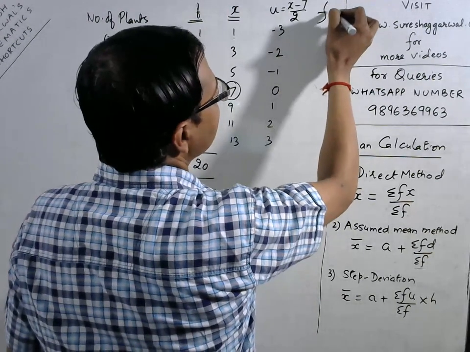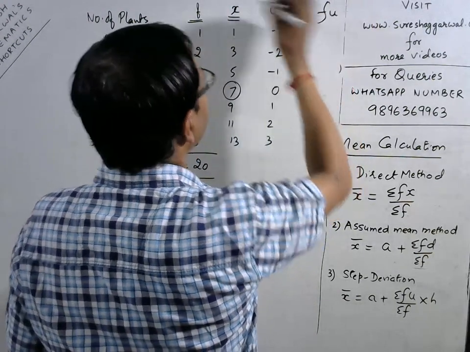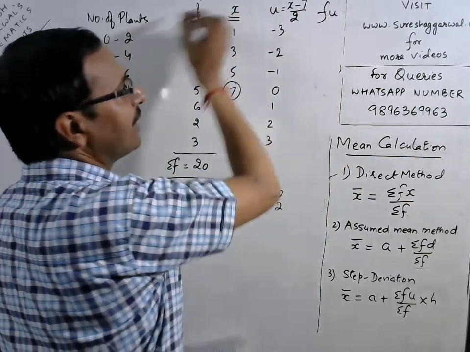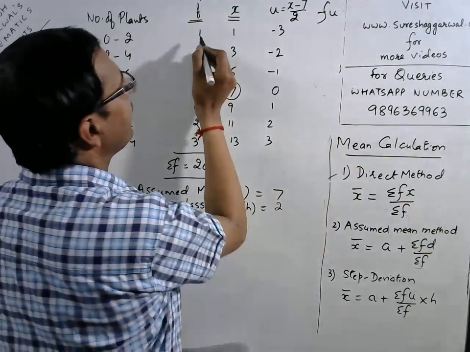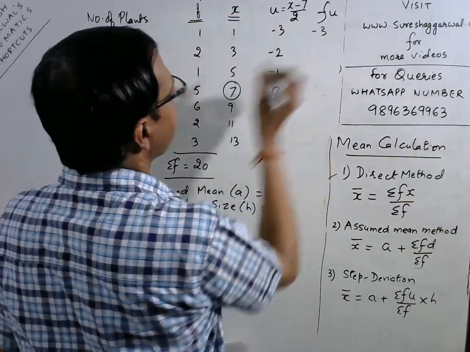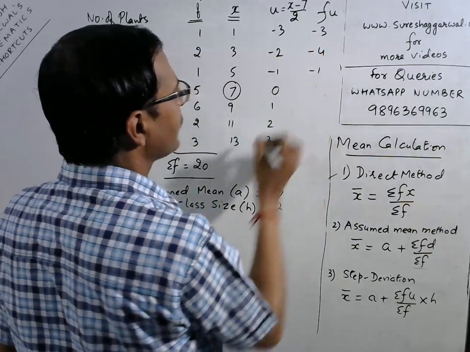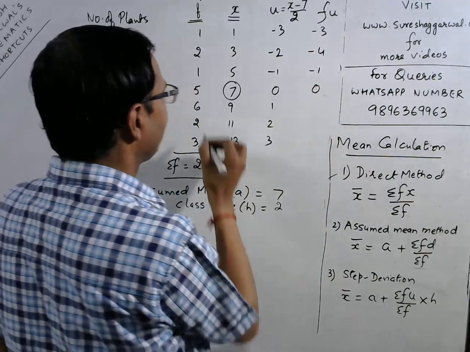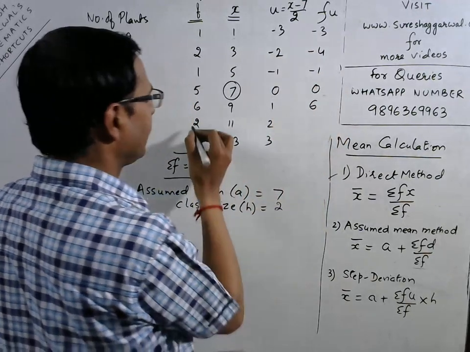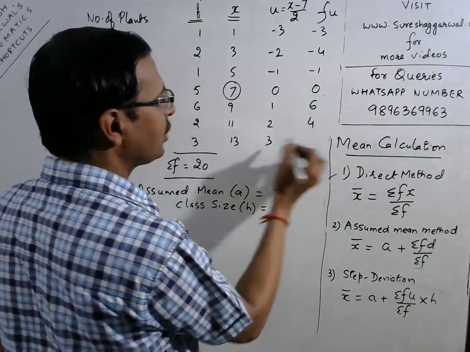Now, the final column, I told you, is always obtained by multiplying the last column with f. So f into u, now multiply. 1 into minus 3, minus 3. 2 into minus 2, minus 4. 1 into minus 1, minus 1. 5 into 0, 0. 6 into 1, 6. 2 into 2, 4. 3 into 3, 9.